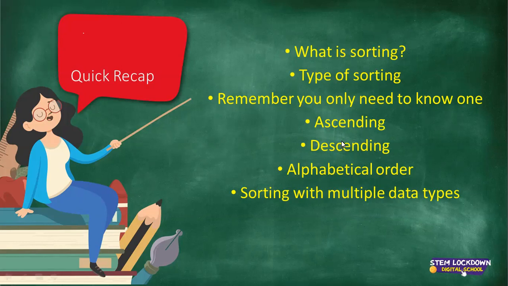When we talk about ascending order, we mean arranging the numbers from lowest to highest, and descending order is from highest to lowest. And finally, alphabetical order. I guarantee you this is the only thing they can ask you with regards to sorting, so it's the only thing you need to know there. And finally, be able to sort with multiple data types.